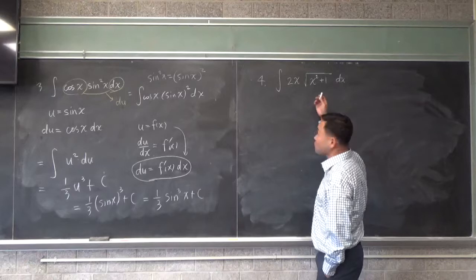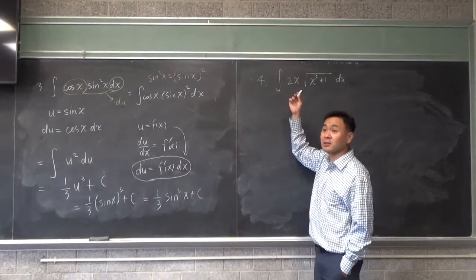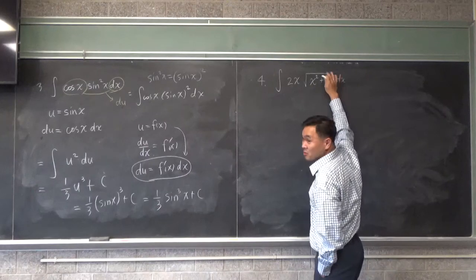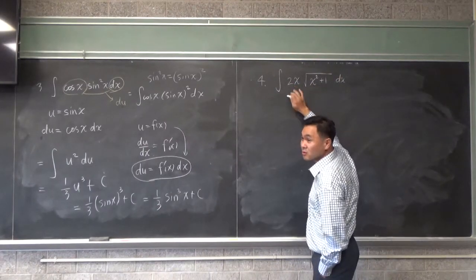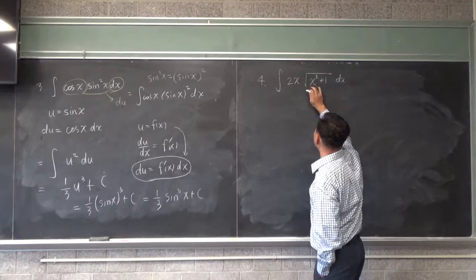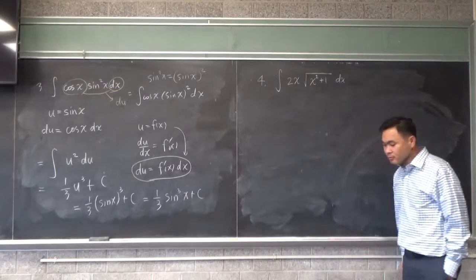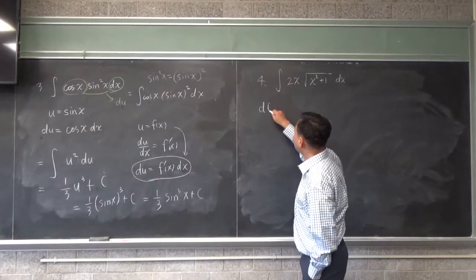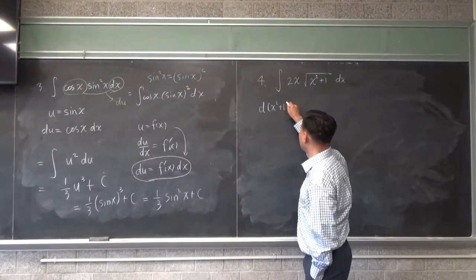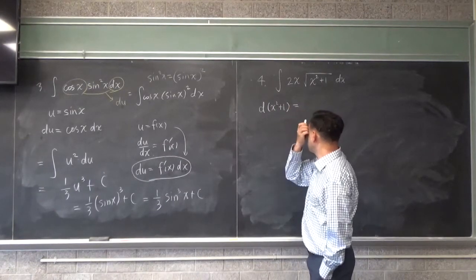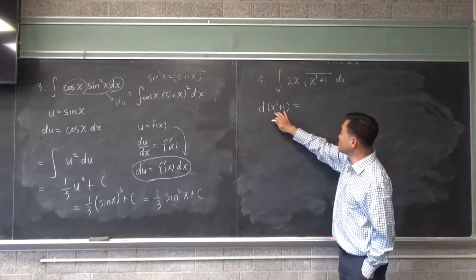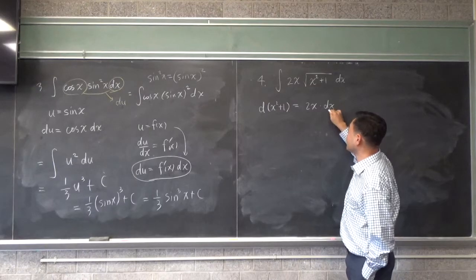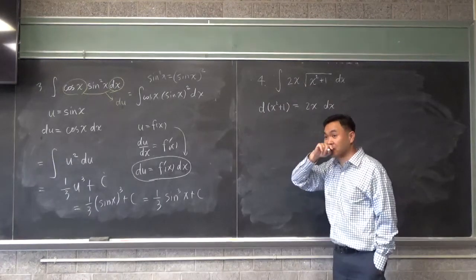So which one should you set u as? Yes? X squared plus 1. Yeah, this entire thing inside, because the derivative of this entire thing is 2x. And this is the nested function e to the 1/2 power. And what you want to say is that d of x squared plus 1, what do you do? You apply the derivative and just attach dx.